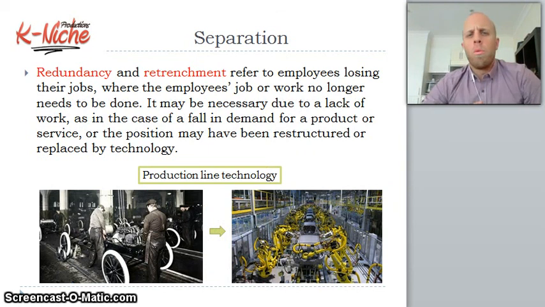Now, ultimately, you don't want employees to leave, but it's going to occur, and it can occur through redundancy or retrenchment. So losing their jobs where they're not performing, it's no longer needed, lack of work, a fall in demand. An example of this, as alluded to before, is production line technology. So this is the old school Ford manufacturing process and today. So it's going to happen.